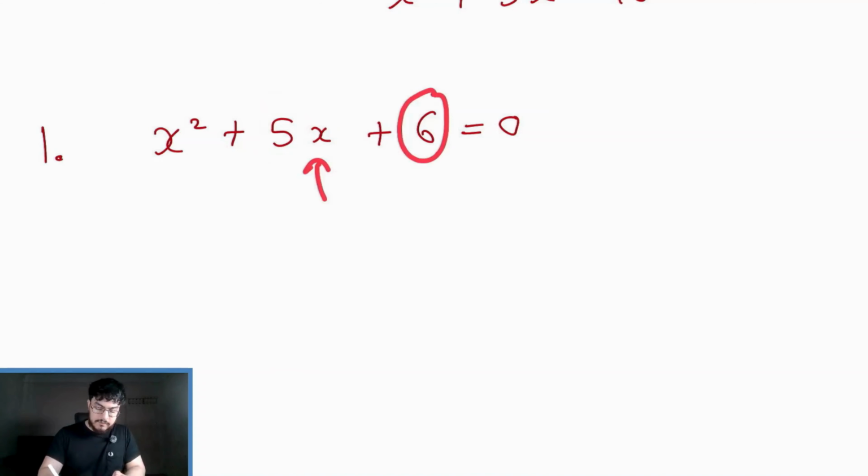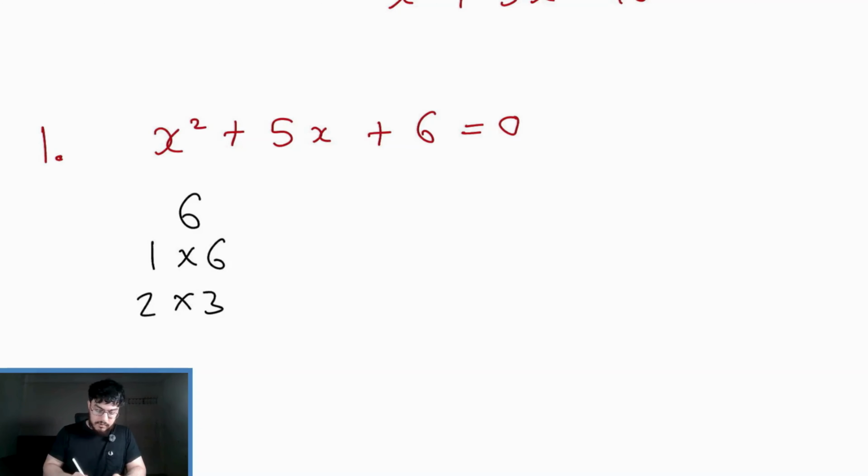And so what we have to do is look at the factors of 6. So if we go to the side and we look at the factors of 6, we have 1 times 6, so 1 and 6 are factors. Then we also have 2 times 3. We don't have any other pairings that do that. And now we're going to be looking at the pairs of factors to see which of these are going to add together to make 5.